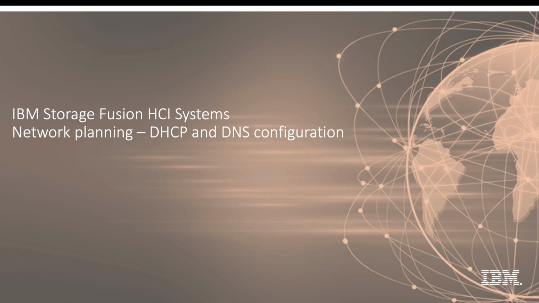IBM Storage Fusion HCI uses the Red Hat OpenShift bare metal IPI installation mechanism, and it requires DNS and DHCP records created prior to starting installation. This video covers critical requirements of DHCP and DNS configuration for IBM Storage Fusion HCI.